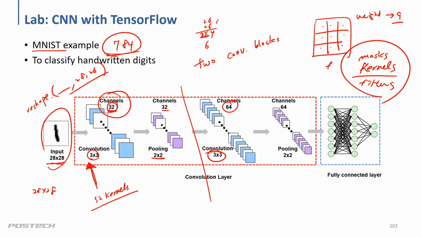And from here, what's the size? We do convolution, 3 by 3. Yes, 9. It's 3 by 3. So the input image is 28 by 28, we do 3 by 3 kernels, and we're going to slide like that. And what's the size of the output?